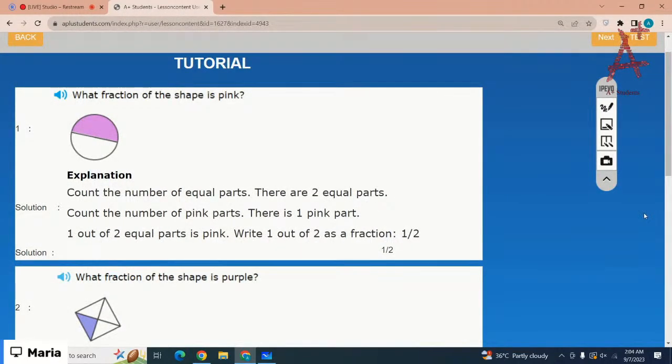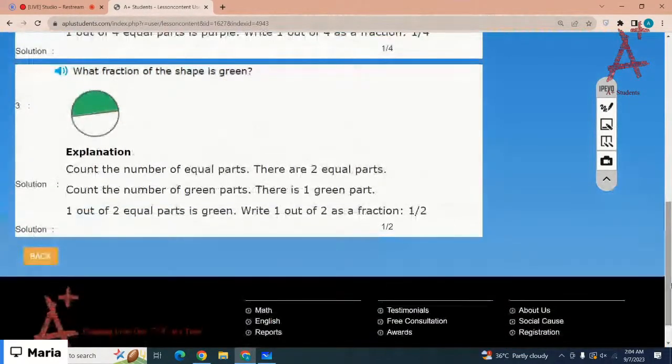Okay, the next one is what fraction of the shape is green? So just look at the shape. The shape has two portions, two equal parts. One of them is green and one of them is white. The question is what fraction of the shape is green? So it would be 1 out of 2. The total parts are 2. Just one of them is green. So you can say 1 out of 2 is green, right? Let's just start with the practice questions.